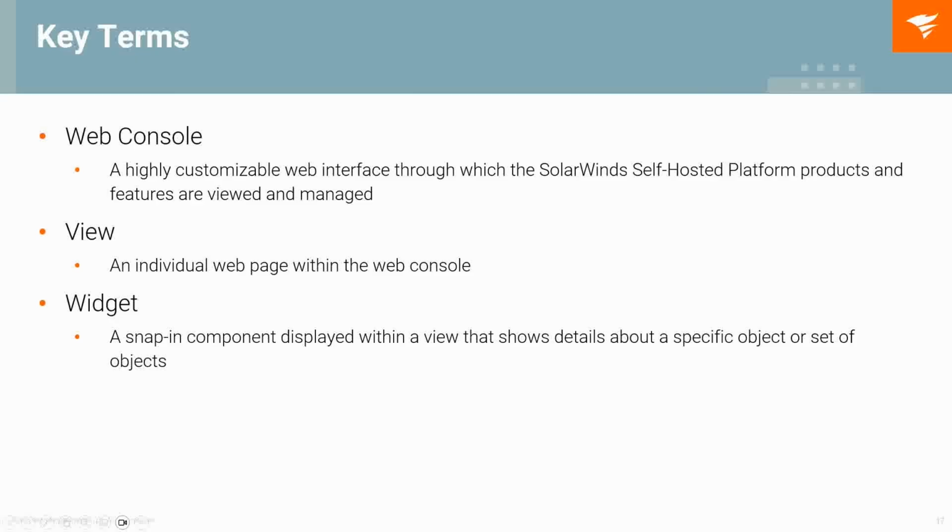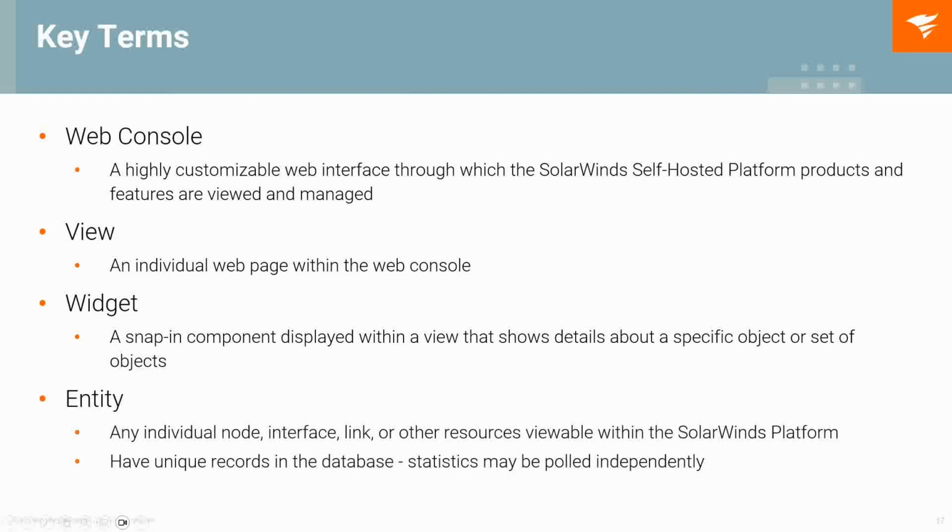A resource, also called a widget, is a snap-in component displayed within a view and shows detailed information about the objects in the environment, such as interfaces with high bandwidth utilization or active alerts. Entities are individual nodes, interfaces, links, or other monitored elements that are polled and viewed in the SolarWinds Observability Self-Hosted. Entities have unique records in the database with unique statistics and may be polled independently from each other.